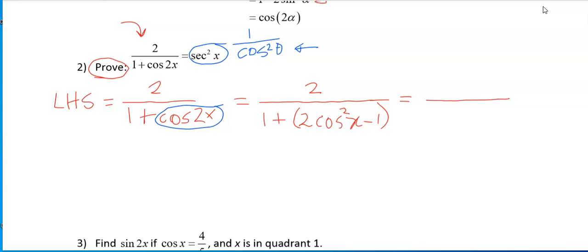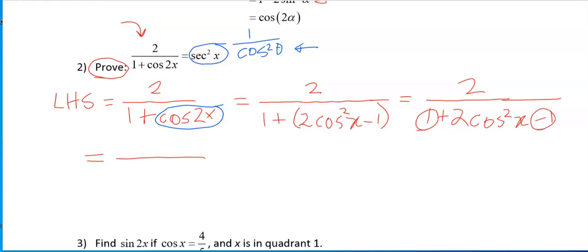Now, remove the brackets in the denominator. And really nothing happens here because there's only a plus in front. You don't have to use your distributive property or change signs or anything like that. It just becomes 1 plus 2 cosine squared x minus 1 when you remove your brackets. And of course you can see now that the 1's cancel out. This 1 and minus 1, they are gone. So you're left with, in your next step, just 2 over 2 cosine squared x.